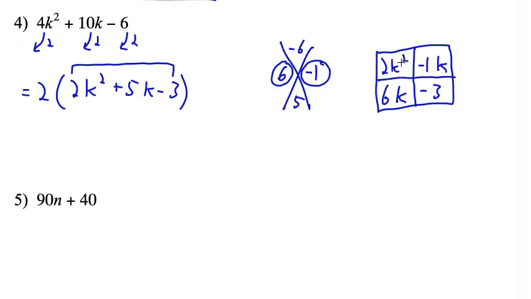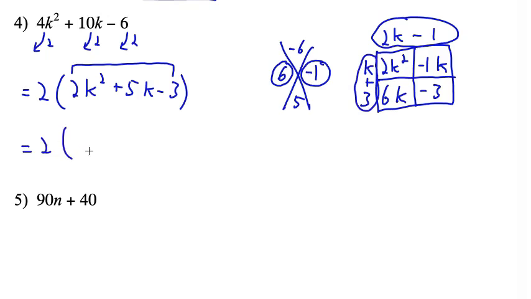All right, to get 2k squared, it'll be 2k times k. Now let's line up the 2k with the 6k. 2k times k is 2k squared. 2k times 3 equals 6k. And k times negative 1 equals negative 1k. And 3 times negative 1 does equal negative 3. So we now have our factors. Let's not forget about the 2, though. So we have 2 times 2k minus 1 times k plus 3.